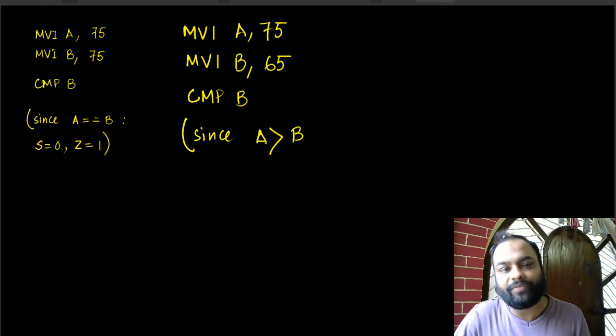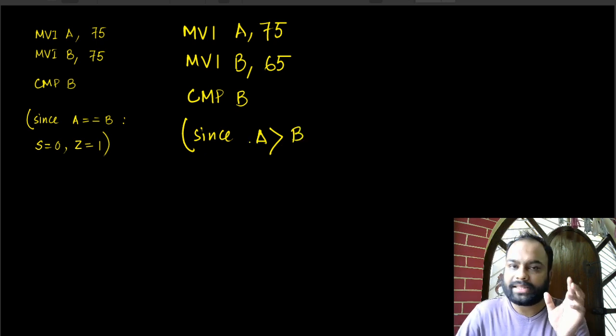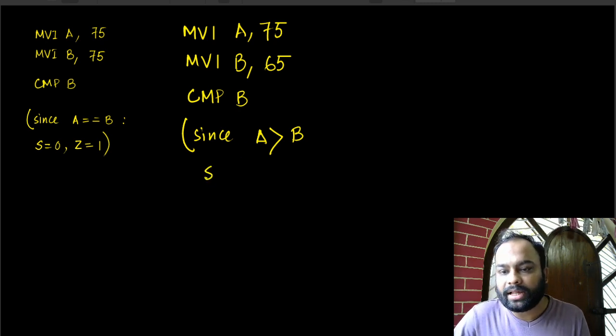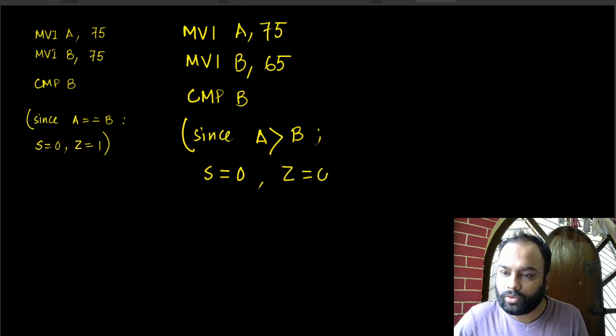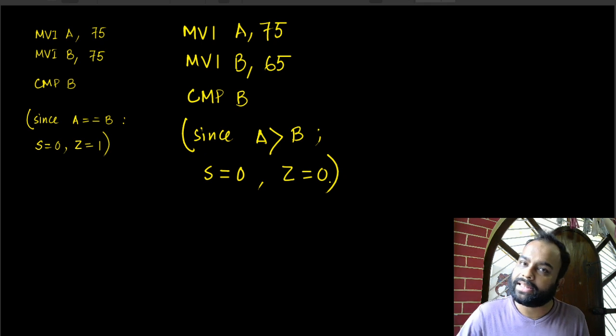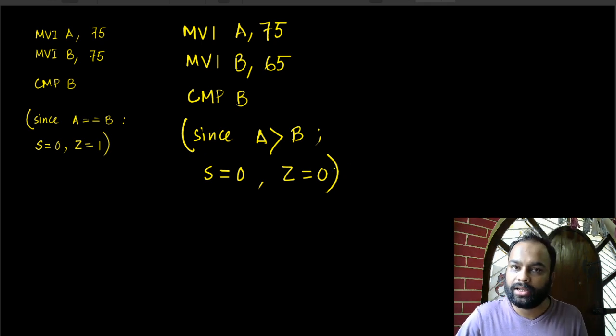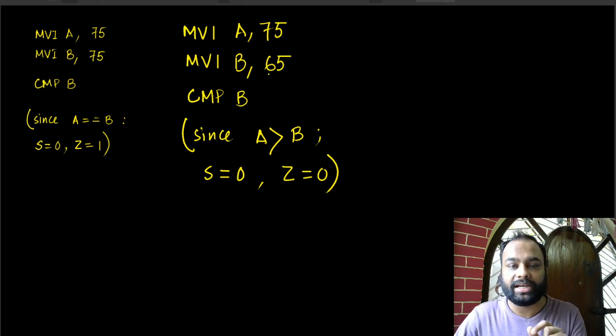Since the content of A is greater than the content of B, the subtraction would result neither in a 0 nor in a negative number. So the sign flag will be 0 and the zero flag will also be 0. The zero flag will not be set, the sign flag also will not be set. From this knowledge, we would be able to figure out that the content of register A was indeed larger than the content of register B.